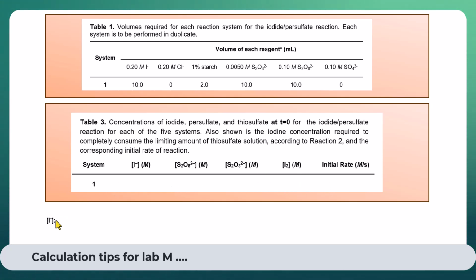Now, to calculate the iodide concentration, the idea is that we understand that we're going to take 10 milliliters of a 0.2 molar solution, and from there, actually, we can calculate the moles of iodide that have been added, and then dilute that to 32 mLs.